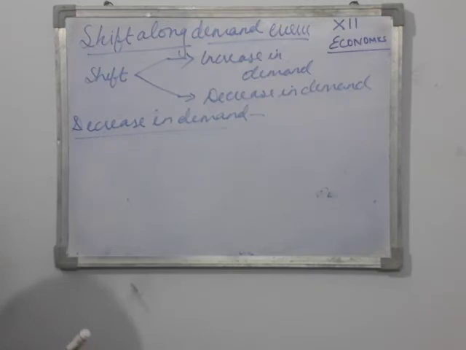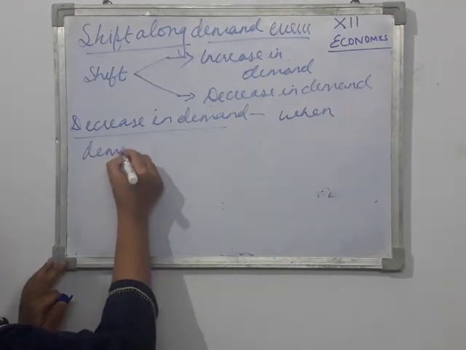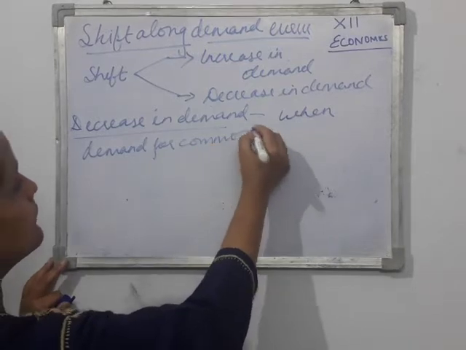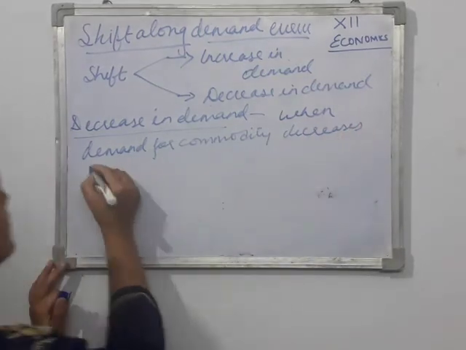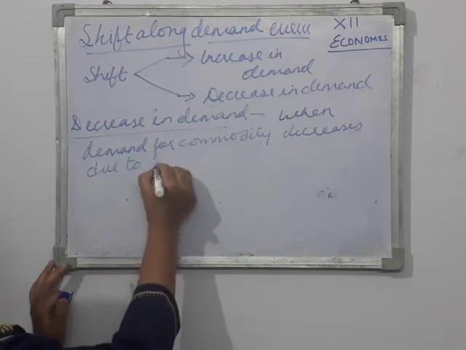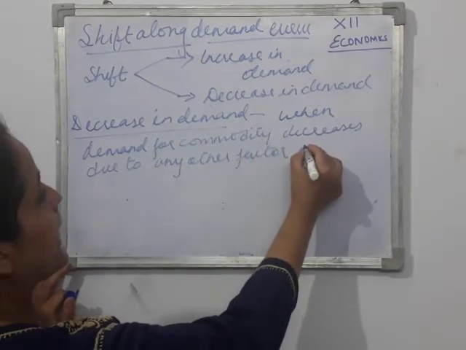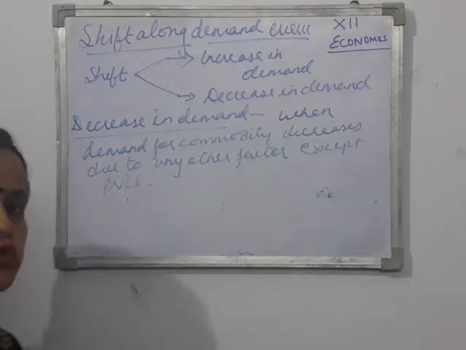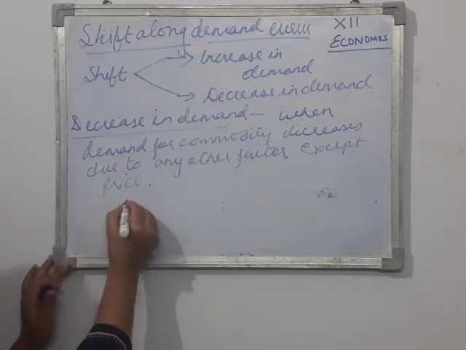जैसे कि नाउ एग्जांपल ले रहे हैं यहाँ पे भी, decrease in demand when demand for commodity decreases due to any other factor except price. प्राइस को छोड़ के अगर किसी भी कारण से आपकी डिक्रीज डिमांड हो रही है, डिमांड घट रही है, तो दैट इज योर शिफ्ट.